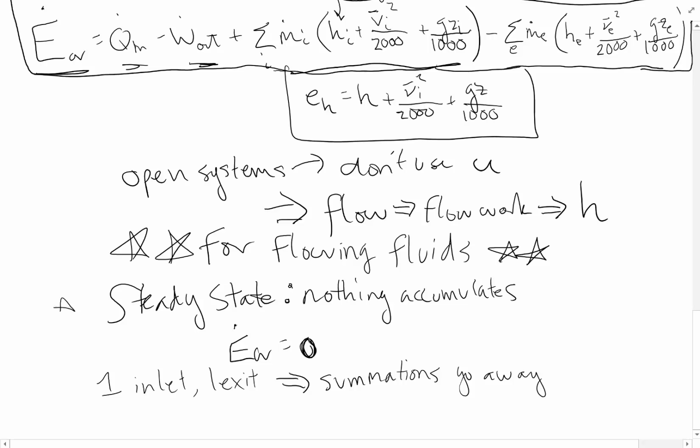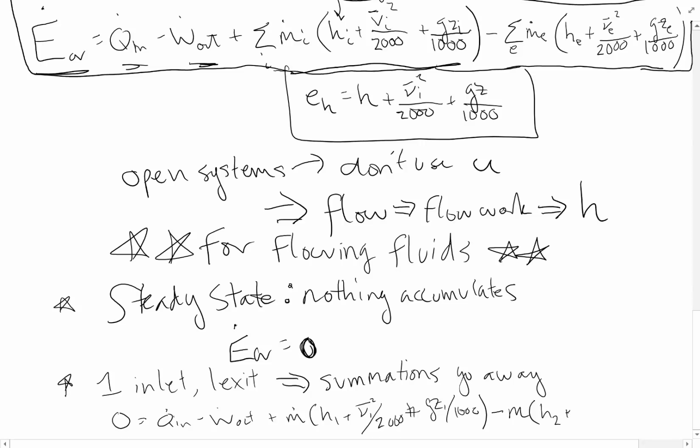And if you have steady state plus one inlet, one exit, then this equation becomes 0 equals Q dot in minus W dot out plus m dot times (h1 plus V1 squared over 2000 plus gz1 over 1,000) minus m dot times (h2 plus V2 squared over 2,000 plus gz2 over 1,000). Now notice that I didn't say m dot 1 and m dot 2, and let me show you why that is.